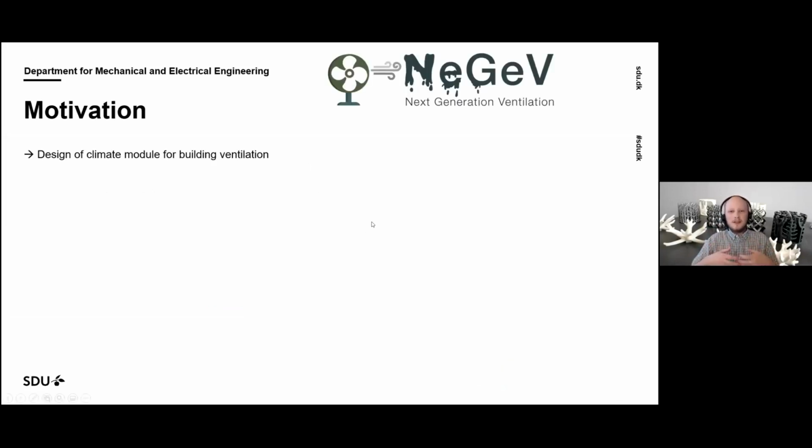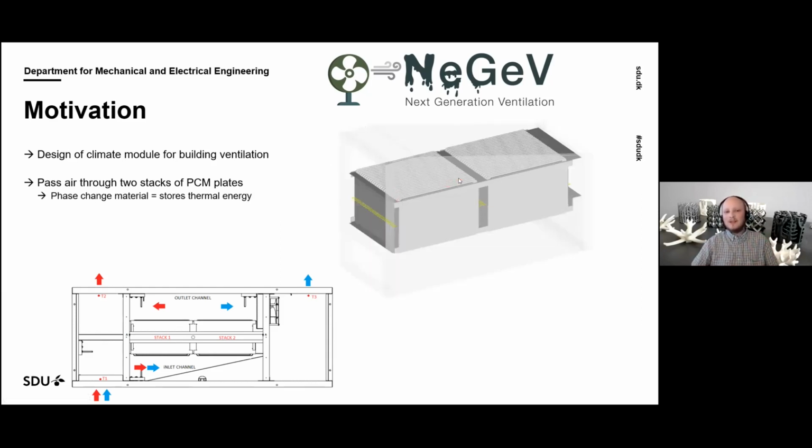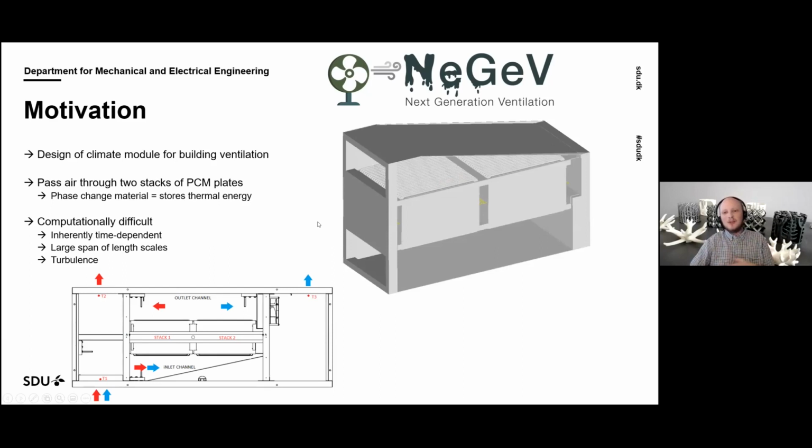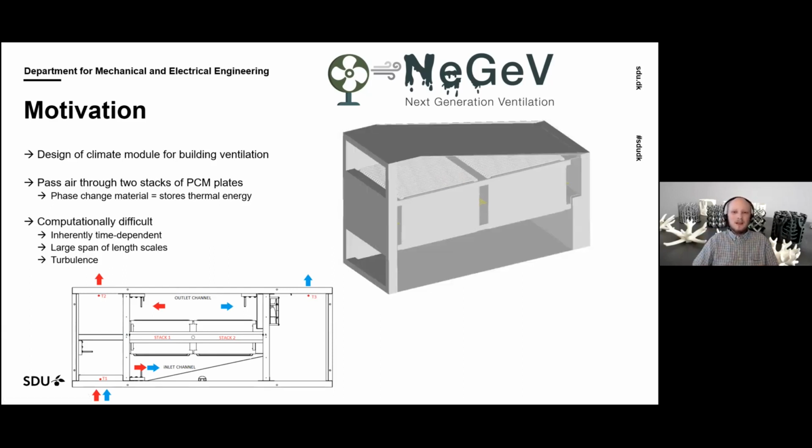So the motivation for this work comes from one of my colleagues and collaborators' projects called NEGEV, Next Generation Ventilation, which focuses on the design of climate modules for building ventilation. This is done by passing air through stacks of PCM plates, so plates filled with phase change materials that are able to store thermal energy, and this is used to decrease the energy consumption of these ventilation systems. So inherently, this is a very difficult computational problem.